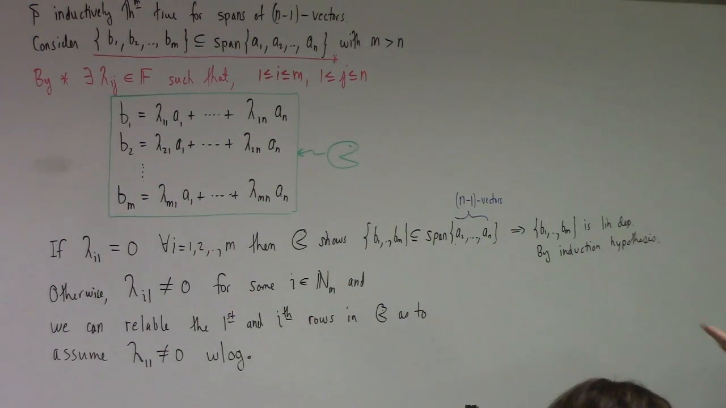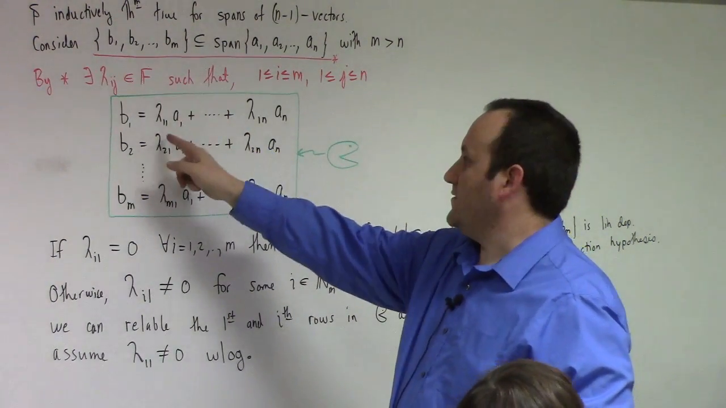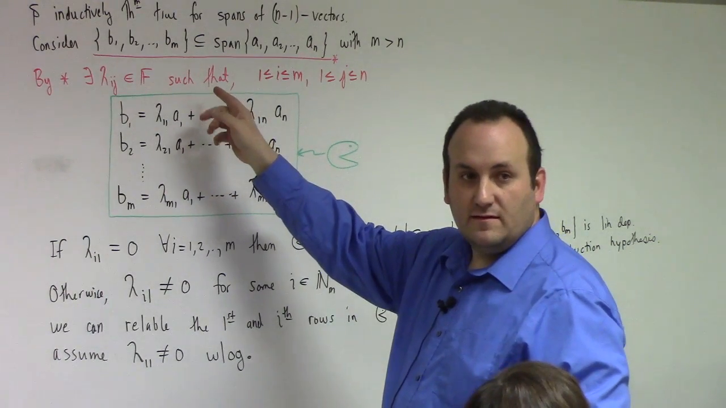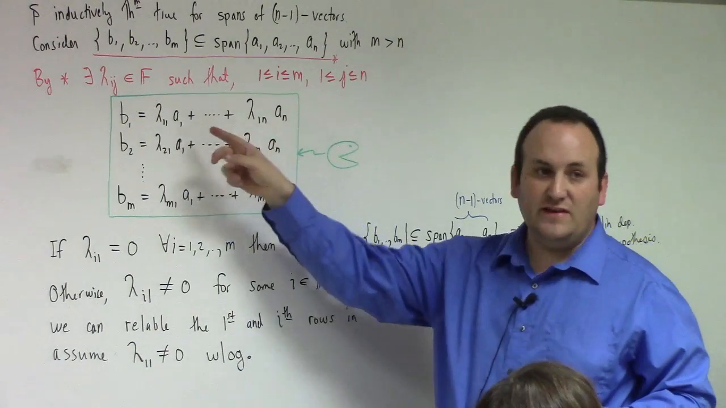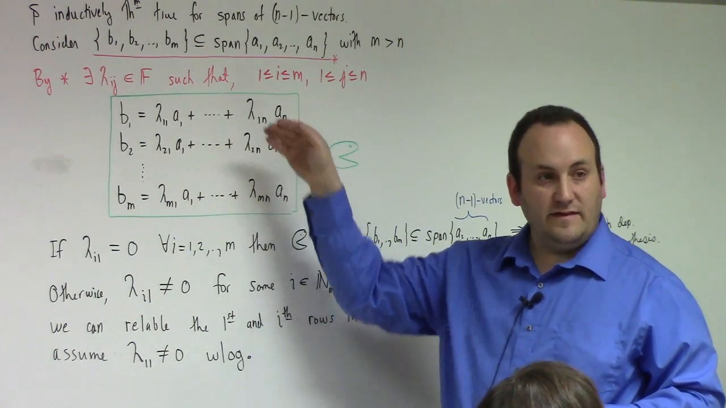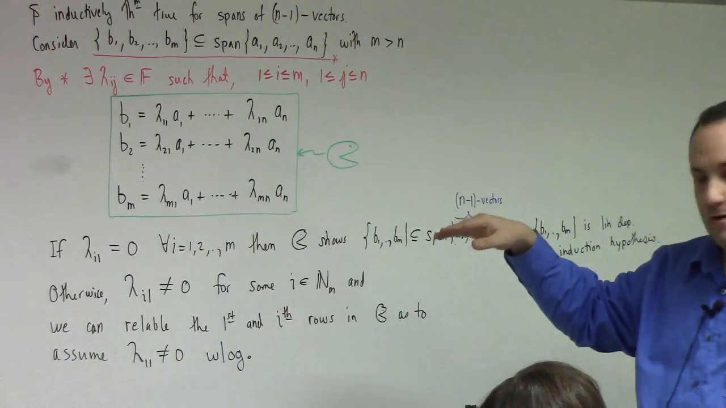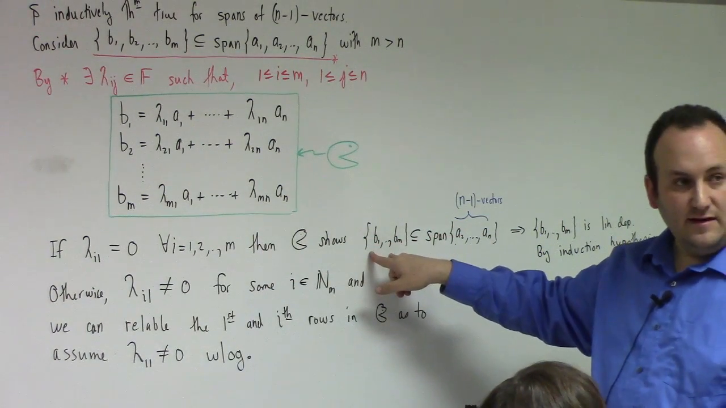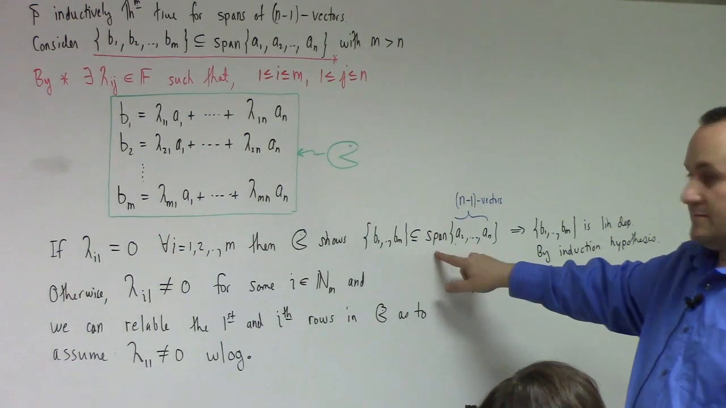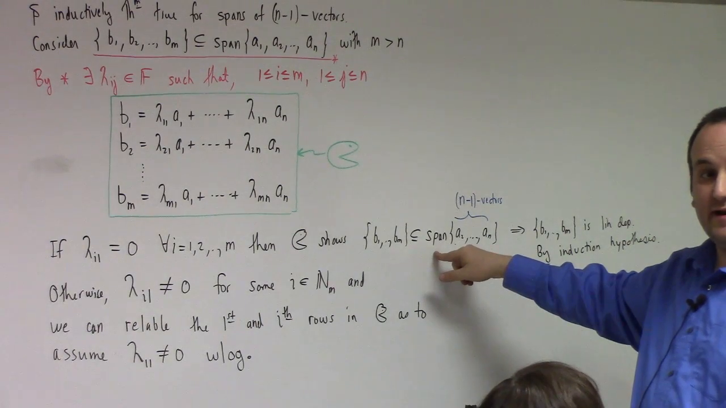Well, if these are gone, the next thing in here is lambda 1, 2, a2. So you'd still have every b_i as a linear combination of a2 through an, for i equals 1, 2, all the way to m. So if this condition is met, that means this subset is a subset of this span, a subset of the span of n minus 1 vectors.